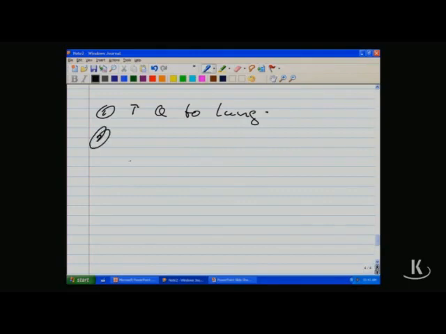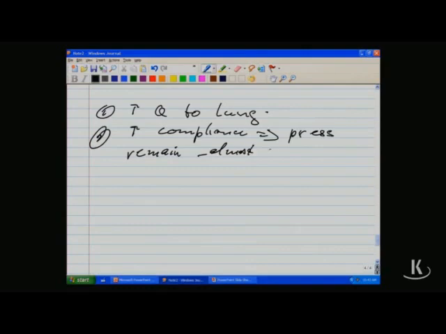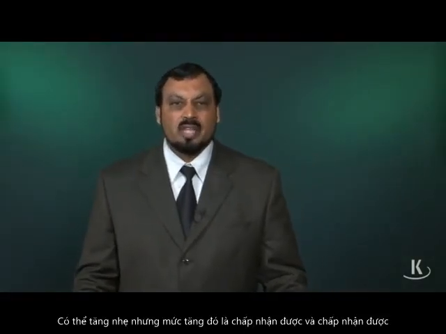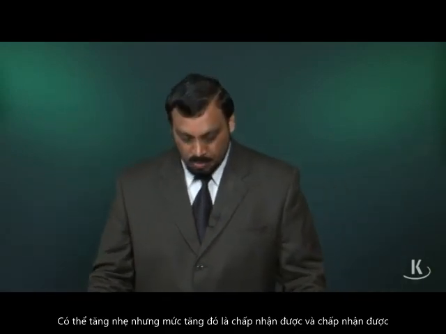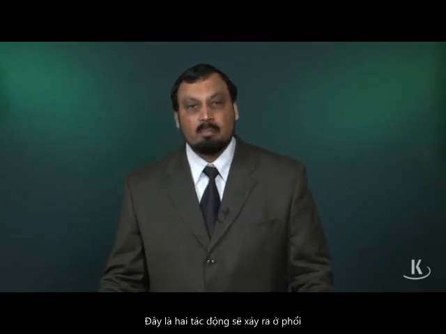We said that during exercise, because we have an increase in compliance, this will ensure and maintain the blood pressure. So pressure in the lung will remain almost normal. Maybe slightly increased, but that increase is acceptable and tolerable. For all intents and purposes, we say it's normal. These are the two impacts that will happen in the lung during exercise.